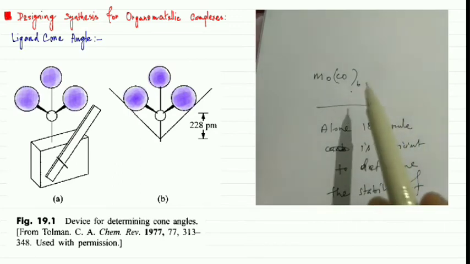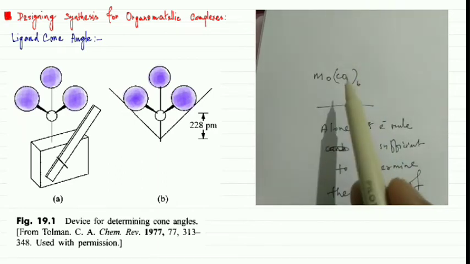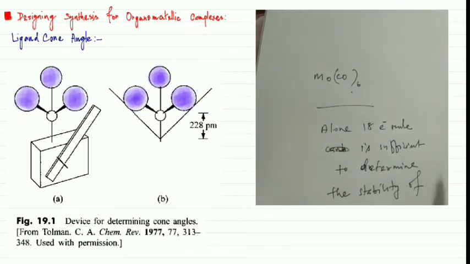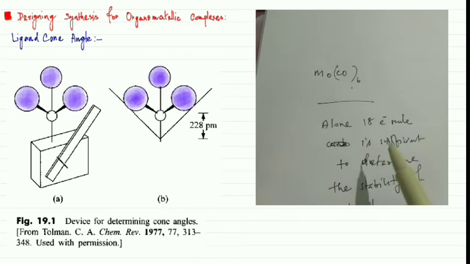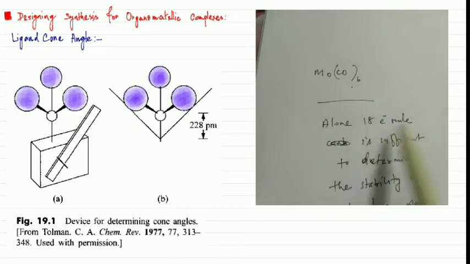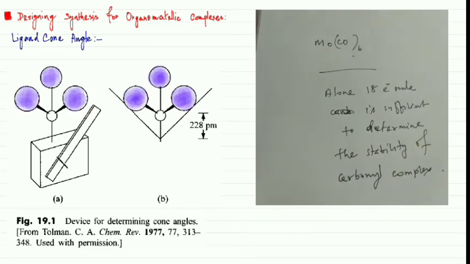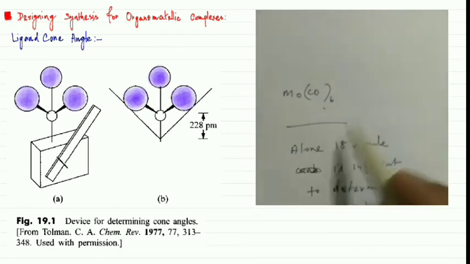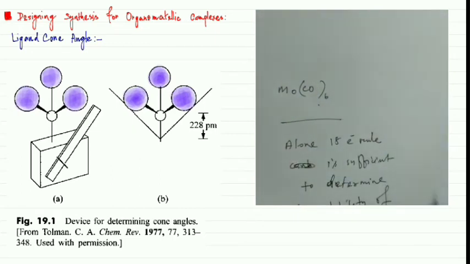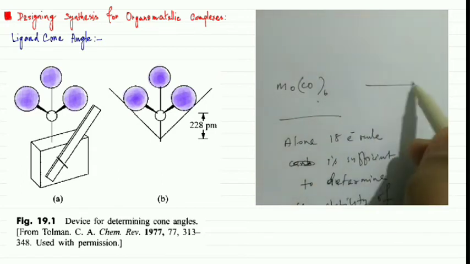But if the organometallic complex has many sterically hindered ligands, then the 18 electron rule alone will not tell the stability of that complex. So if you take the example of molybdenum hexacarbonyl, this is your 18 electron rule.